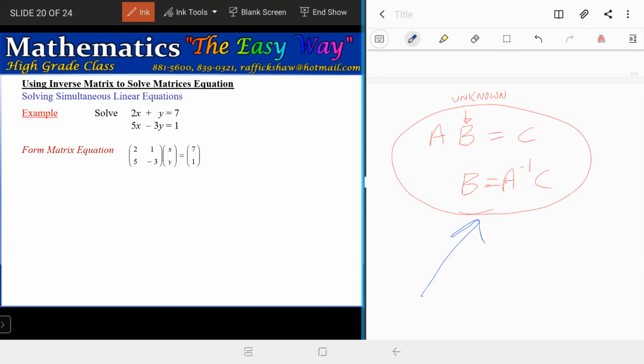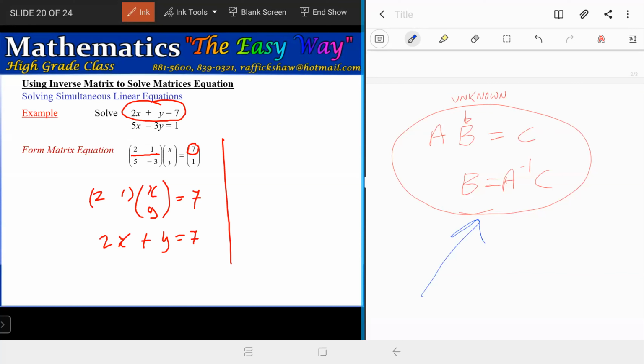Okay, remember, let me just show you this one time. This 7 is equal to 2, 1 times xy. So it's 2 times x plus 1 times y, which is y, equals 7. So you get the first equation.